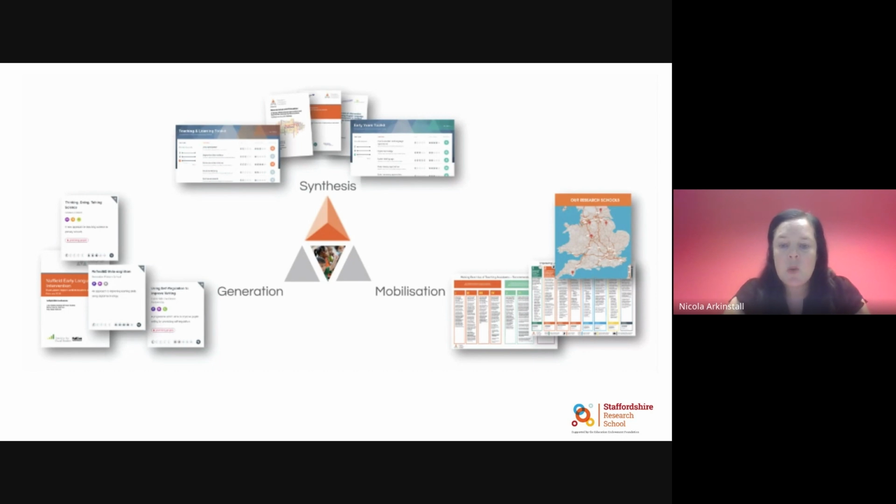So we get out to schools, we put on events like this, because we know that creating these documents isn't going to make changes in schools. What makes changes is leaders talking to other leaders and sharing those resources and research out there. So the research schools are the mobilisation arm. There's 33 of us across the country, so it might be worth looking at which one is your closest research school, but also looking at all the research schools because they put on a lot of online training as well.